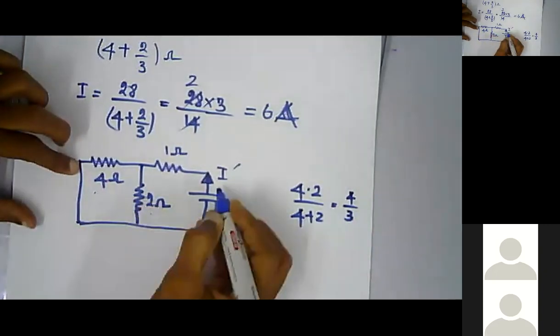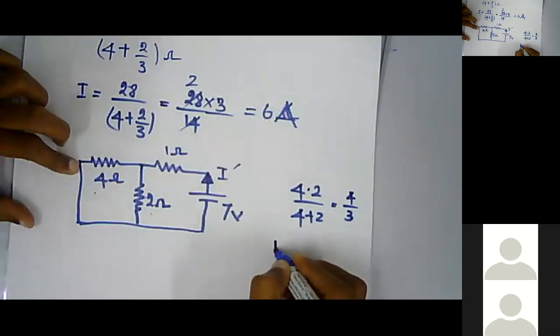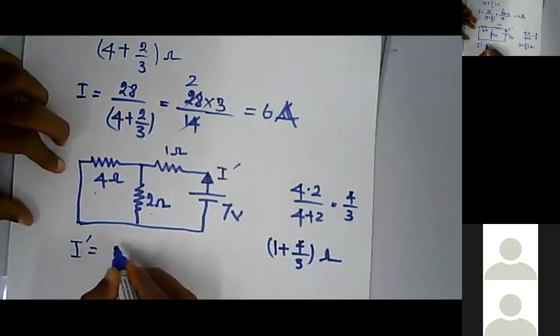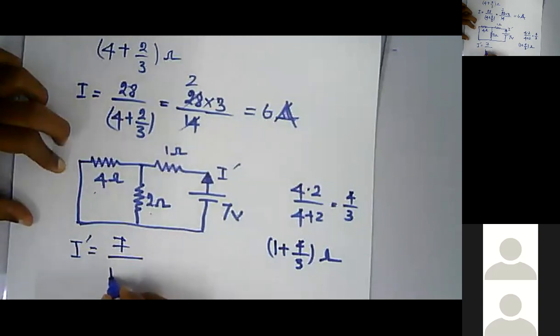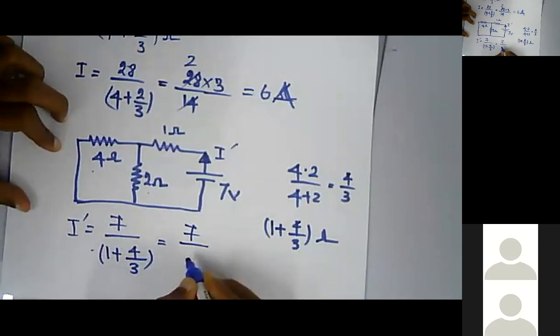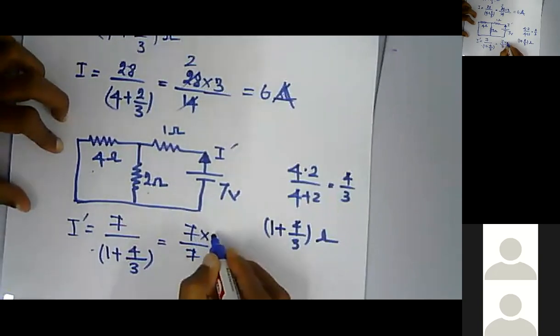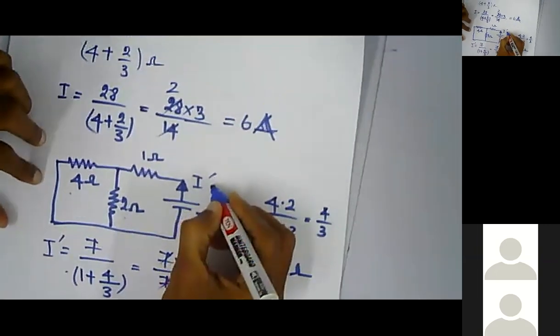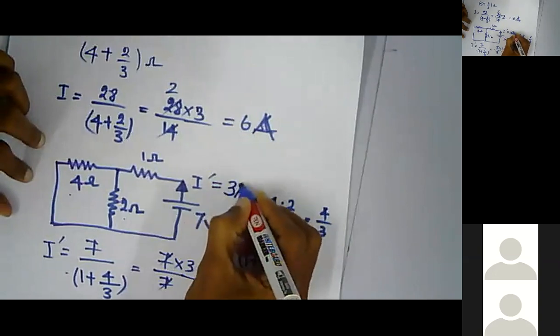Right? Now substitute that one. So the total resistance will be 1 plus 4 over 3 ohms. Then I dash can be written as 7 voltage over 1 plus 4 over 3. So 4 over 3, I can write 3. So this can be written as 7 over 4 plus 3 will be 7 over... That 3 will go on top, right? So 7 and 7 will get cancelled. So you can calculate the I dash as 3 amperes.